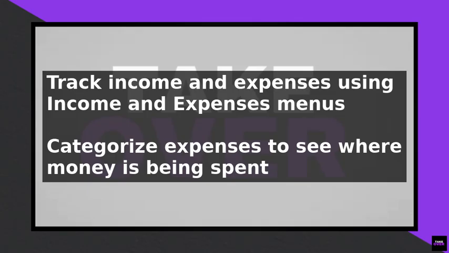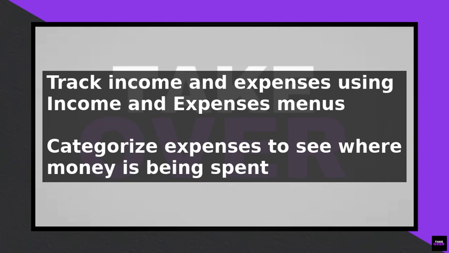Quicken also allows you to manage your business finances. Go to the Business menu and select Add Business to set up your business information. You can track business income and expenses, and also manage invoices and payments.